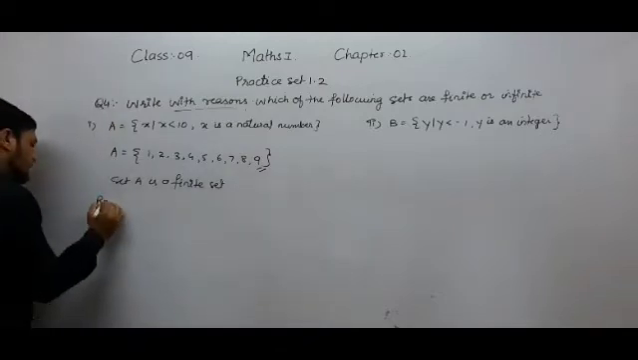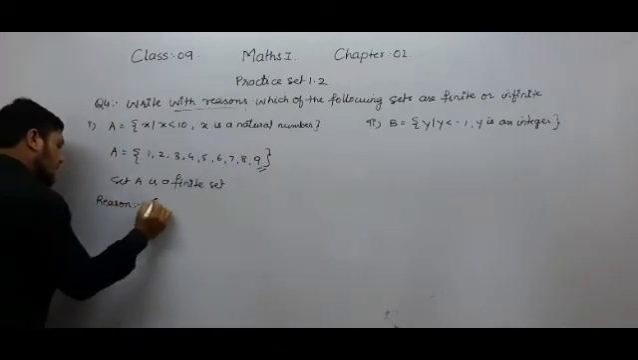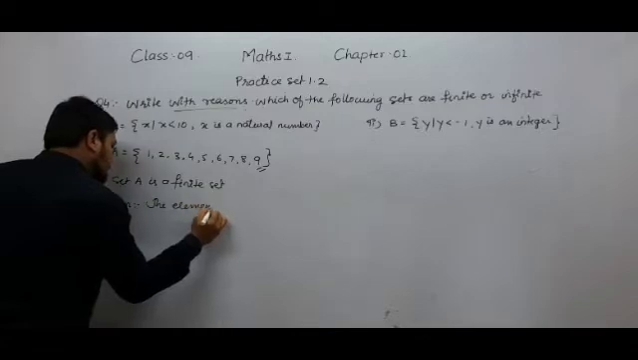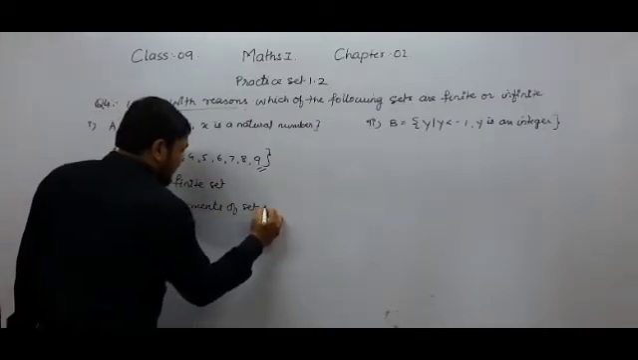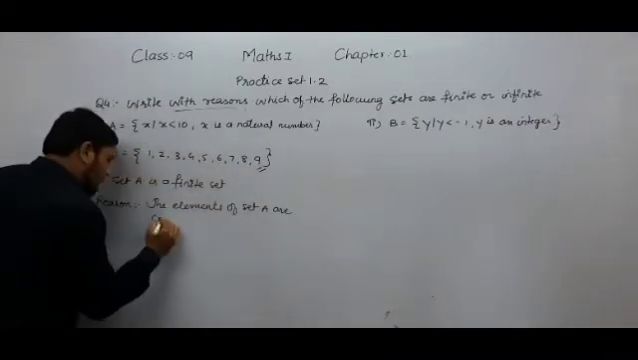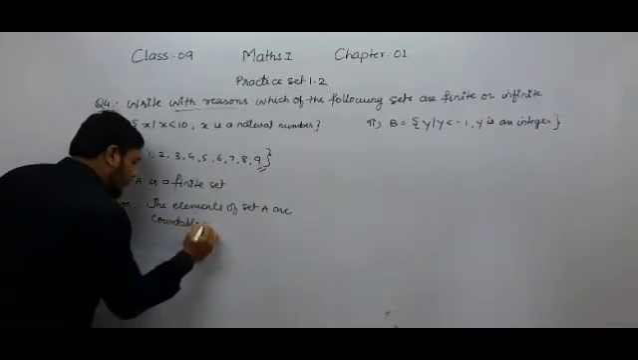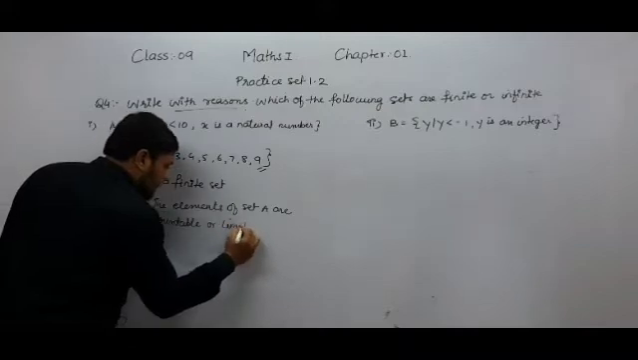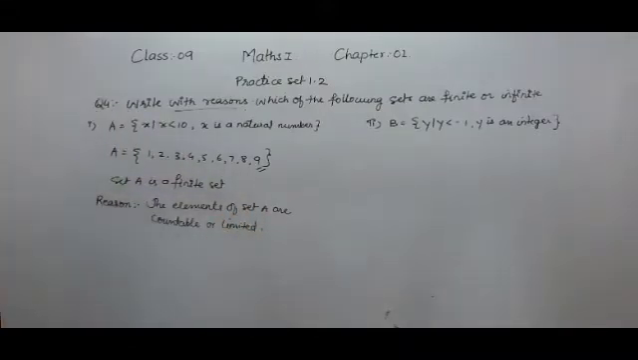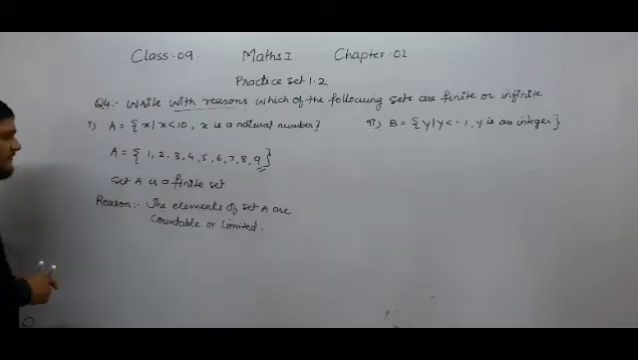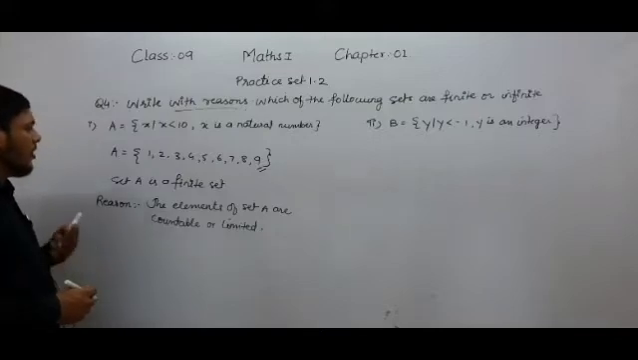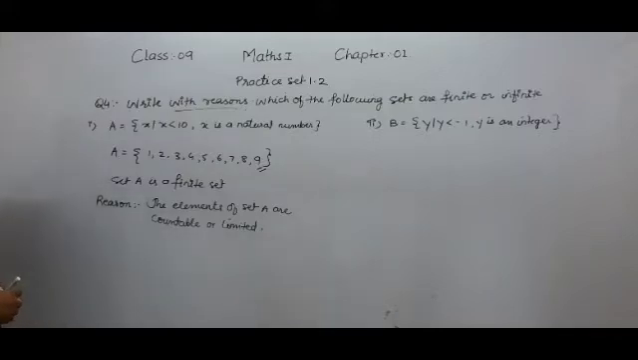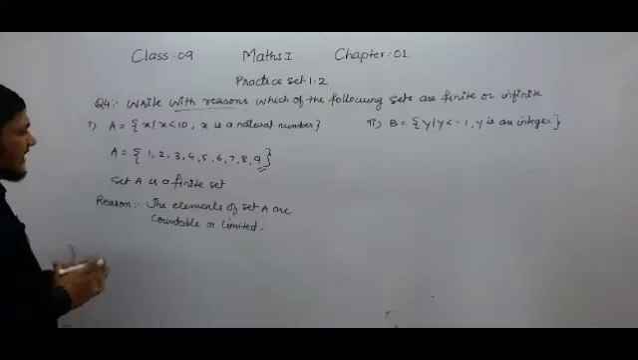So the reason is the elements of set A are countable or limited. So this is the reason, students, so that you can show set A as a finite set. A is a finite set. Why? Because the elements of set A are countable or limited or finite. So A is a finite set because it is a set of the first 9 natural numbers.